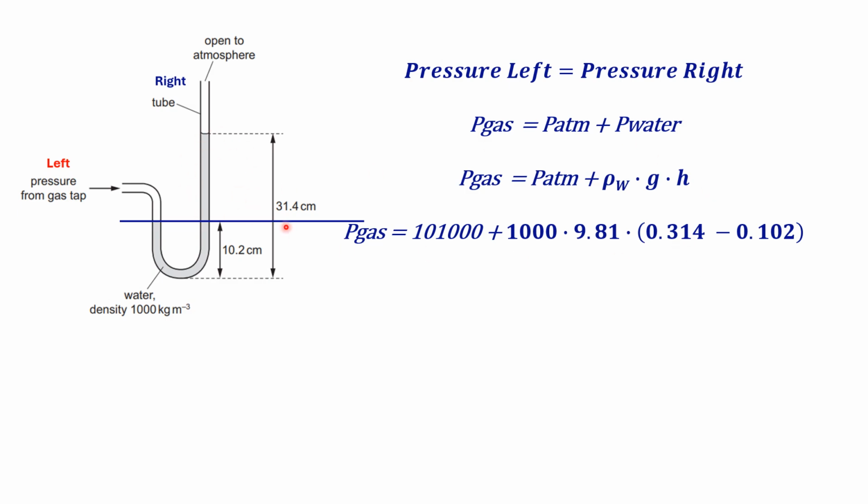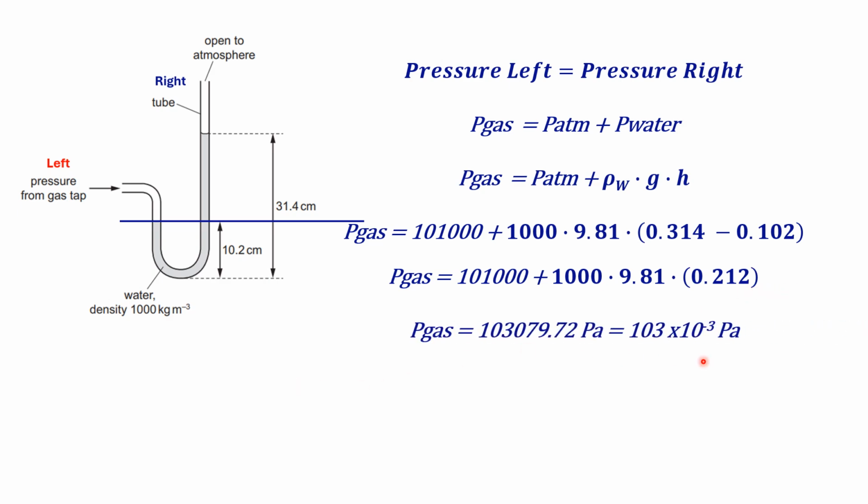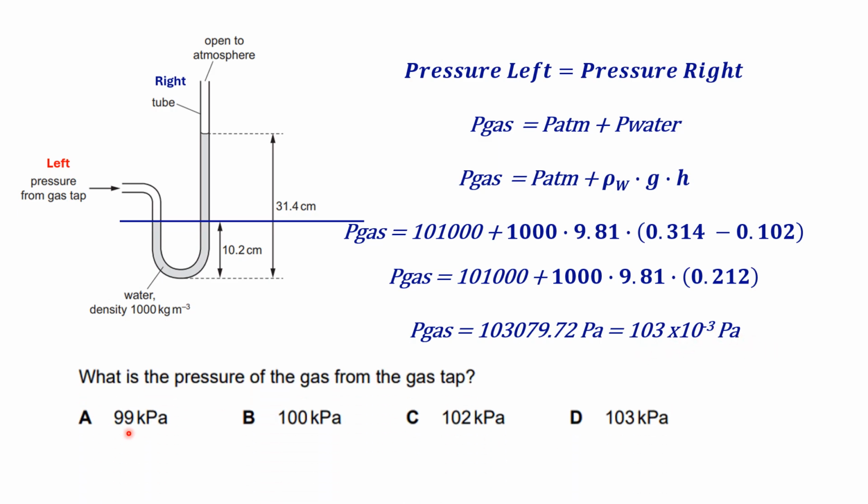So it is 0.314 in meters minus 0.102, also in meters. Now the difference is 0.212 meter, and the result of this operation is 103 times 10 to the 3 pascals. So let's look at the options. So the correct answer is D.